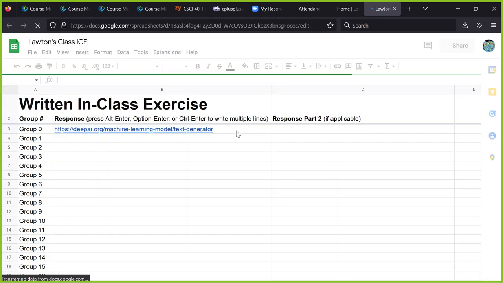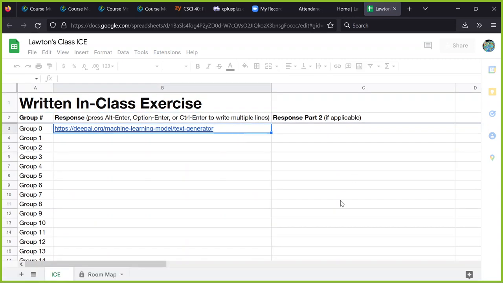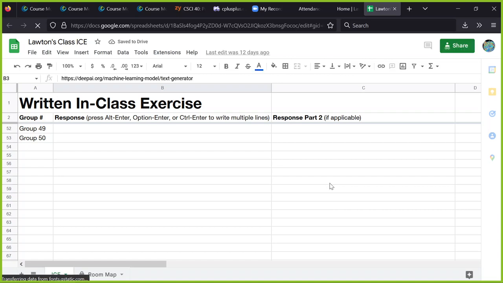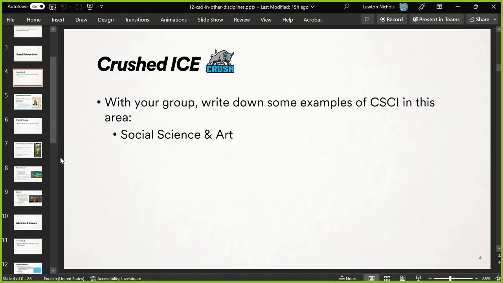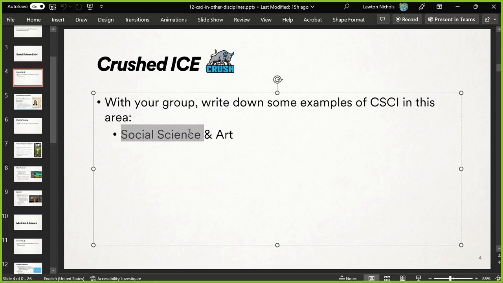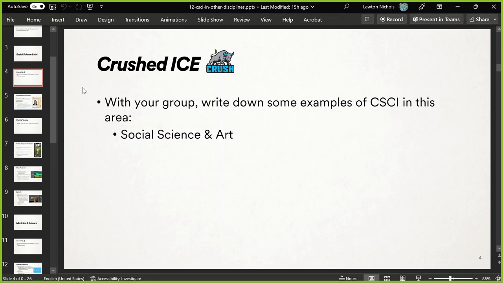and go to the written ice page. My question for you is, let me clear it all out. Take a few minutes to think about some examples of computer science, like programs that you might use, websites you might go to, in the area of social sciences and art. I think we've talked a little bit about art specifically, but see if you can come up with some more ideas. Maybe those are one of your majors. What kind of computer science is helpful there? How has computer science been used to help these fields? So come up with a few examples, then we'll talk about it. And then I have some examples too.